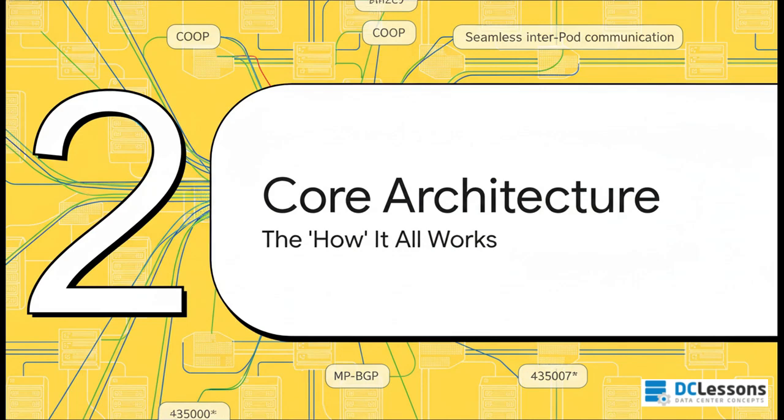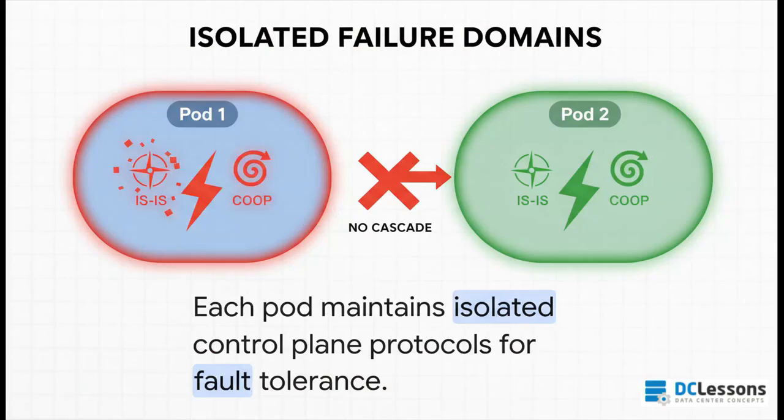We're going to look at the specific control plane protocols that make this whole interpod communication possible. Now this is an absolutely crucial design principle: fault isolation. If a control plane protocol has a problem inside one pod, say an issue with ISIS or COOP, that problem stays contained within that pod. It won't cascade and take down your entire fabric, which gives you these really robust, predictable failure domains.